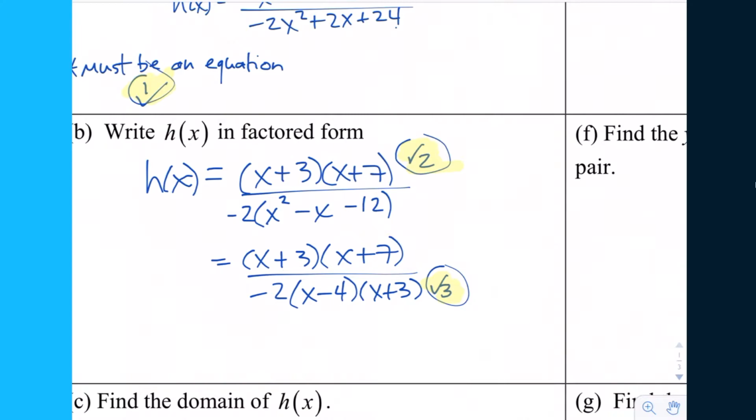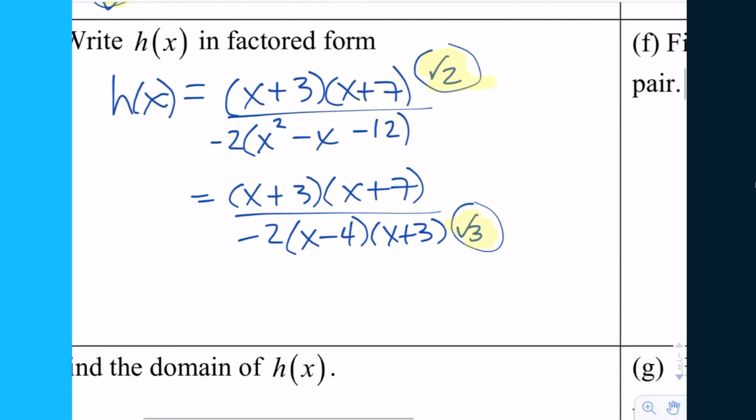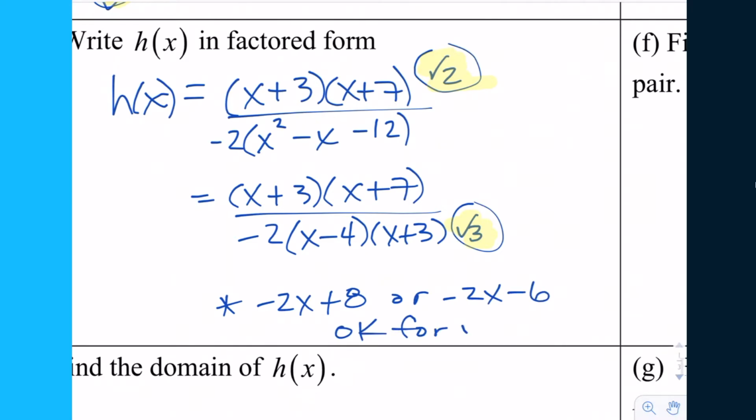And when do you pull out common factors? At the very, very end or first? First, never not first, right? It makes it easy. Okay, so let's go ahead and say you can have a negative 2x plus 8 or a negative 2x minus 6 is okay for the third check. But it's not completely factored, just to be aware of that.